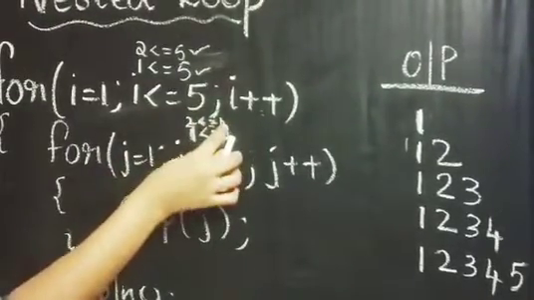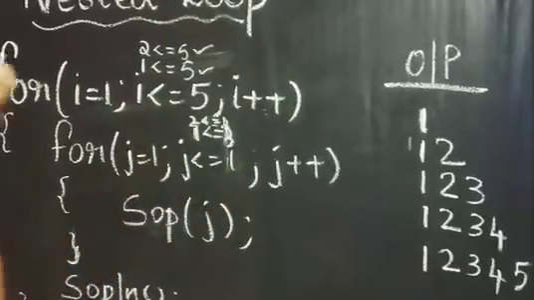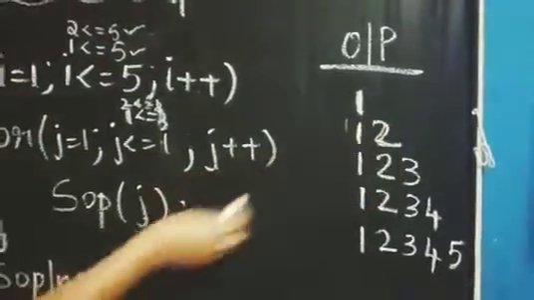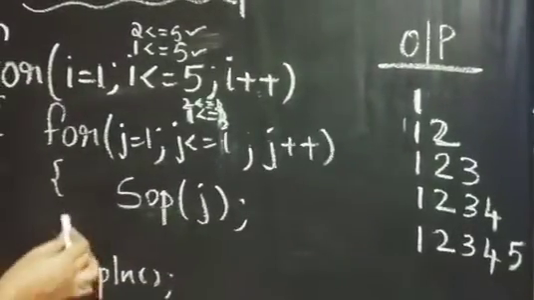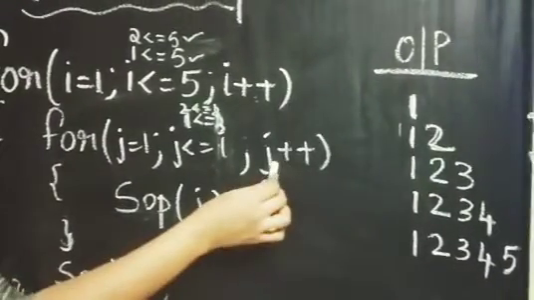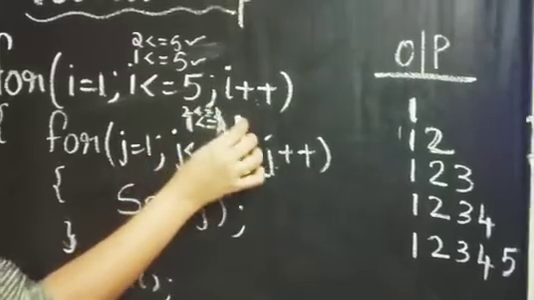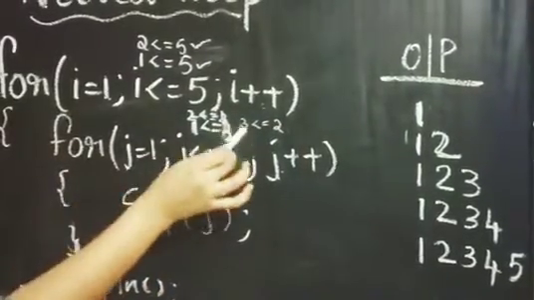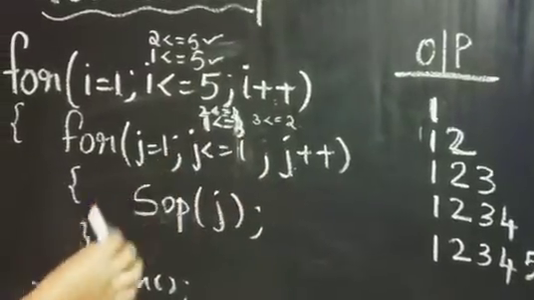2 is equal to 2. Condition is true. So it prints the value 2, SOP of 2. Again ending of the loop. So again j plus plus, j will become 3. 3 less than or equal to 2. Condition is false. Since the condition is false, it comes outside the loop.